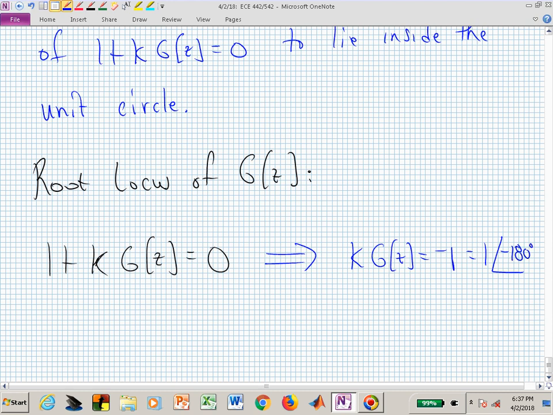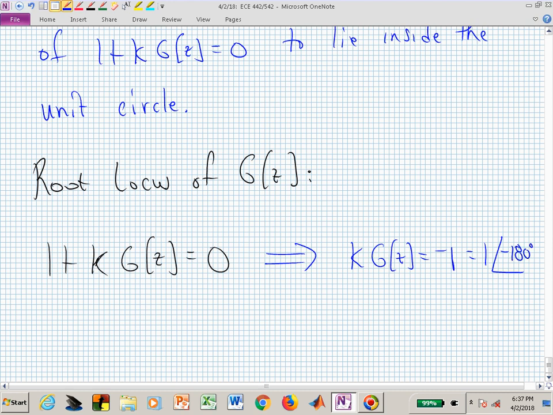And then what do we want? We hope that two of those red branches simultaneously are inside the unit circle. If they are not, then we can't stabilize this system with a proportional controller.